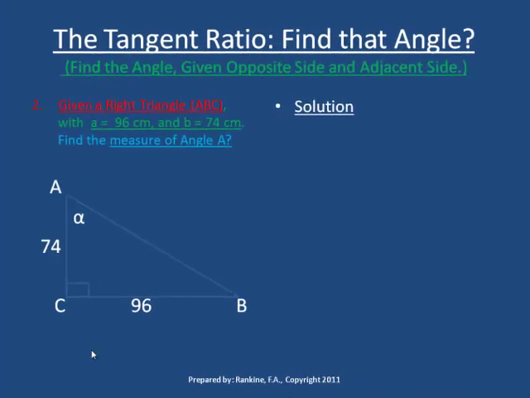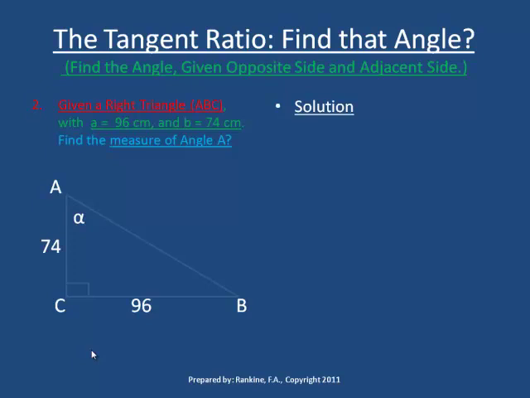Okay, let's look at another example. Here we have another right triangle with the side opposite to angle A equal to 96. That's the opposite side right there. The side opposite to the right angle is the hypotenuse. So knowing that, you know that the next side must be your adjacent side. So your adjacent is 74, your opposite is 96.